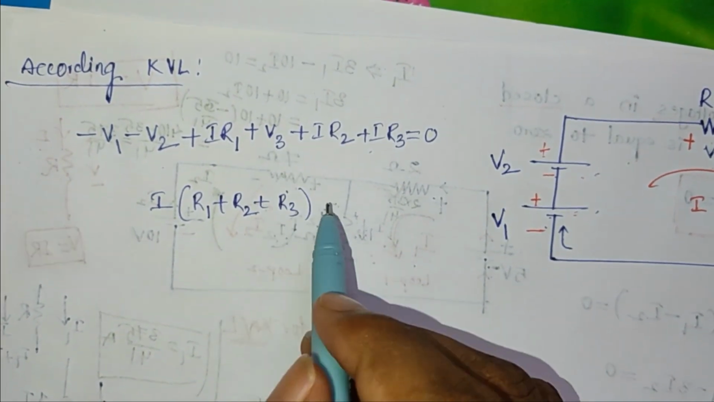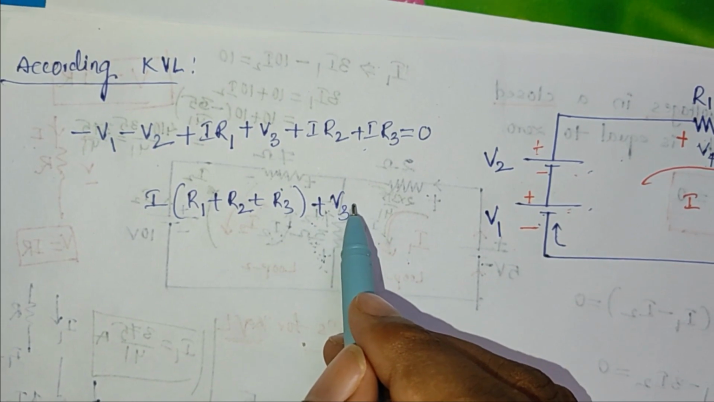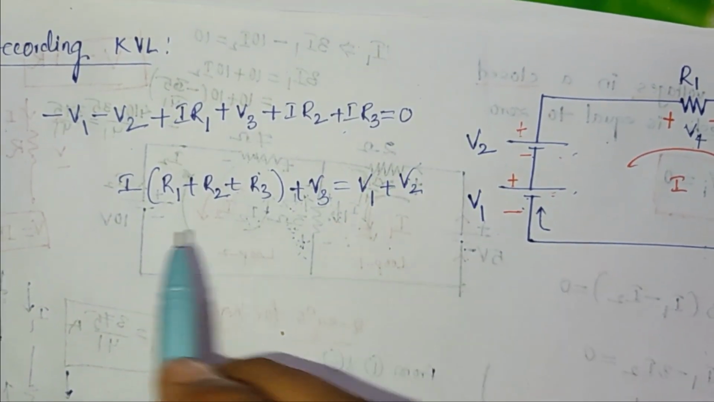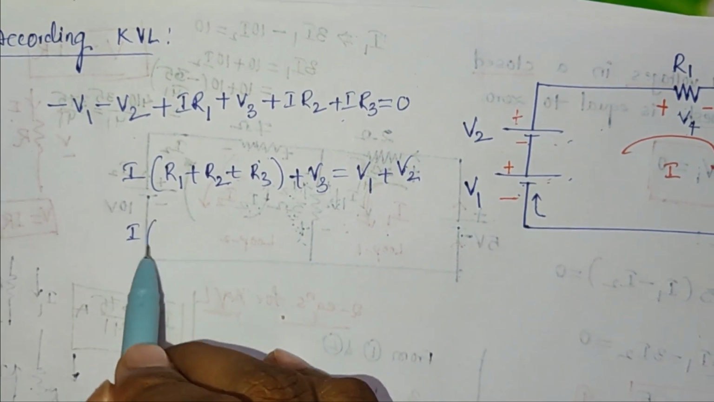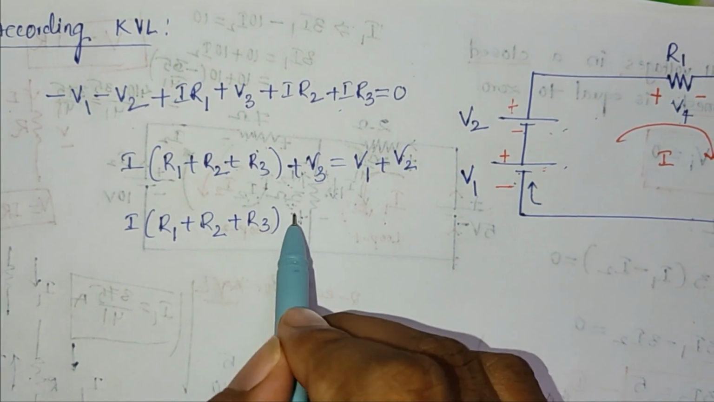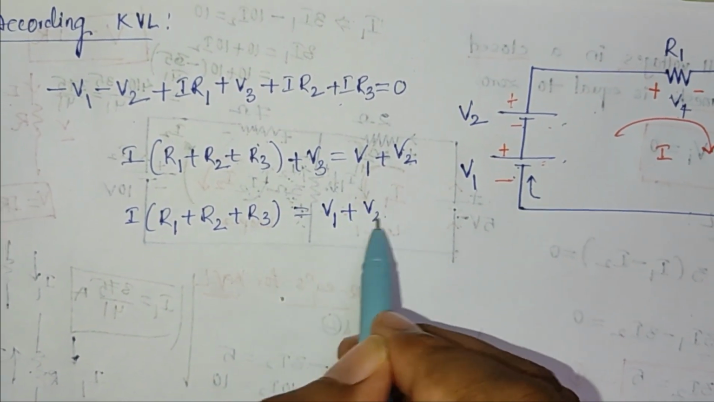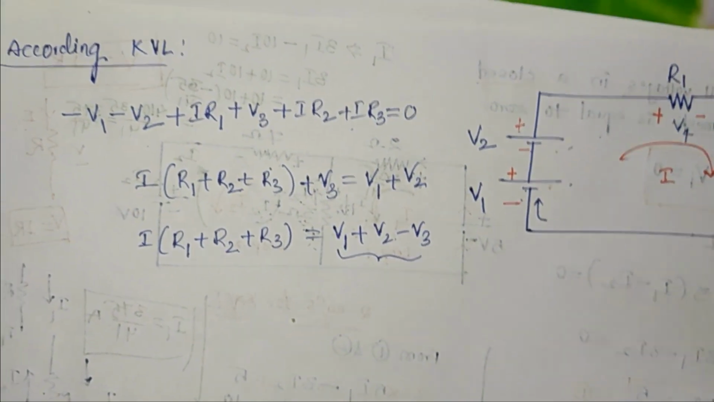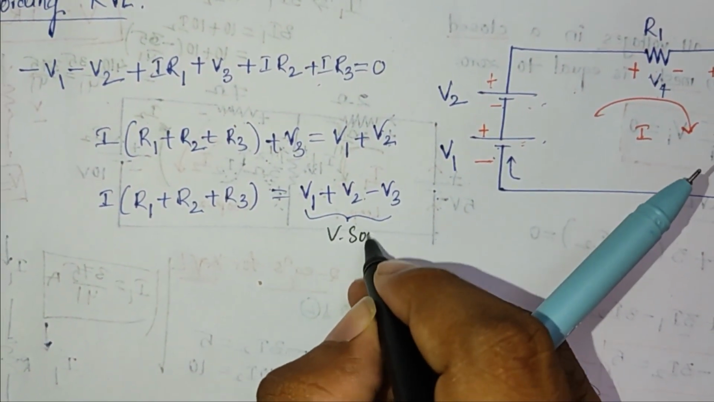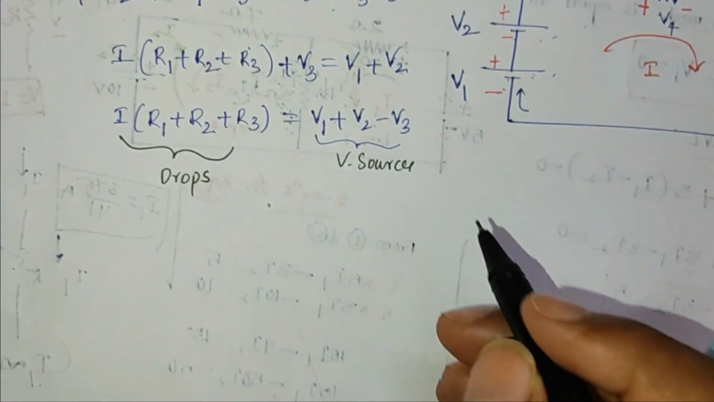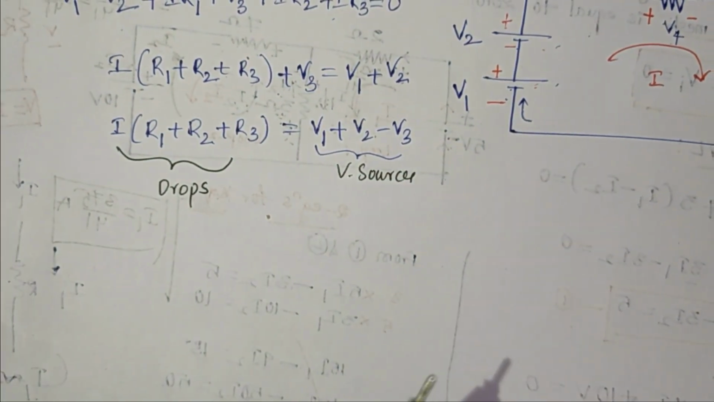So this is a positive voltage, that is V3, and I am sending the negative voltage to the other side, that will be V1 plus V2. So if I write source voltages to one side and impedance drops to the other side, that will be V1 plus V2 minus V3. Here you can see these three are the voltage sources, and these three are the drops. So according to KVL, voltage sources equal voltage drops. So this is KVL actually.